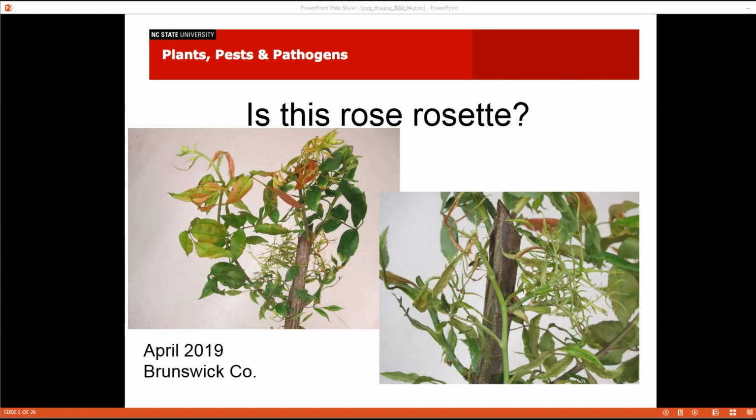This is Gina. To me, it looks like there's overall kind of wilting and distortion. There's not as much reddish color in the witch's broom. And I don't see the excessive thorniness. Okay. Anybody else want to say what they think?